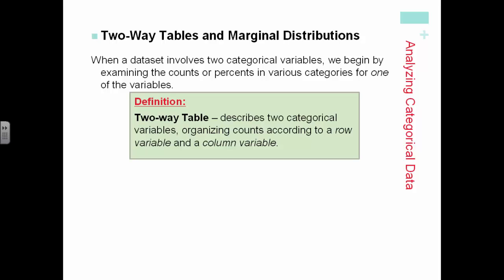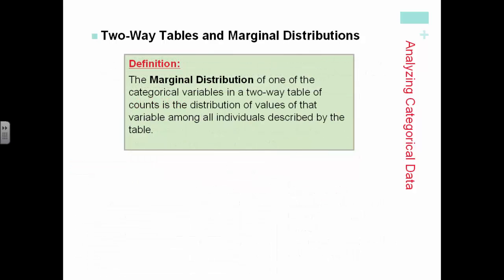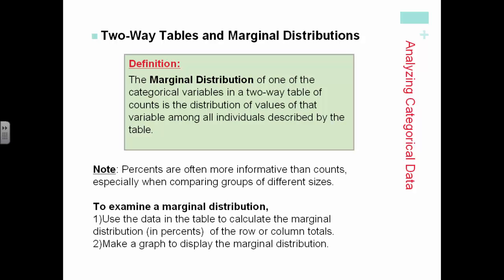A two-way table, we're going to use a lot of two-way tables in AP Statistics. It describes two categorical variables, organizing counts according to a row variable and a column variable. Here's an example of young adults by gender and chance of getting rich. A marginal distribution of one of the categorical variables in a two-way table of counts is the distribution of values of the variable among all individuals described by the table.